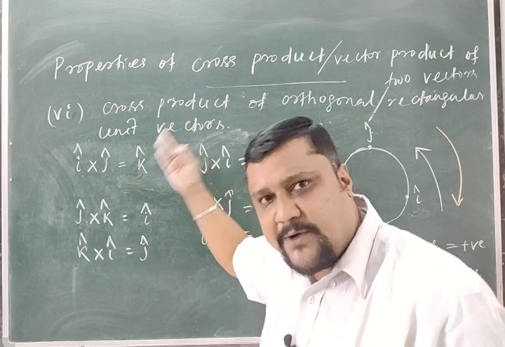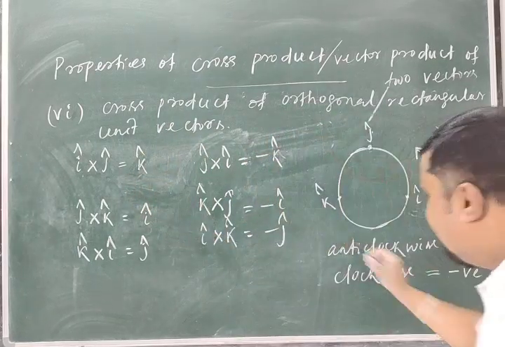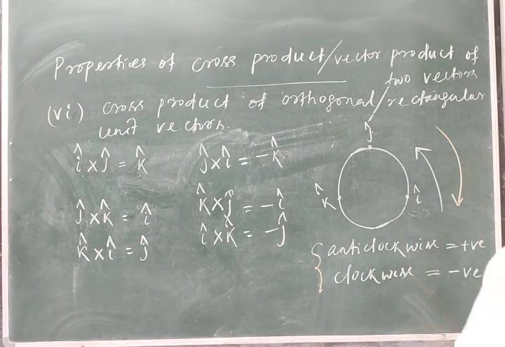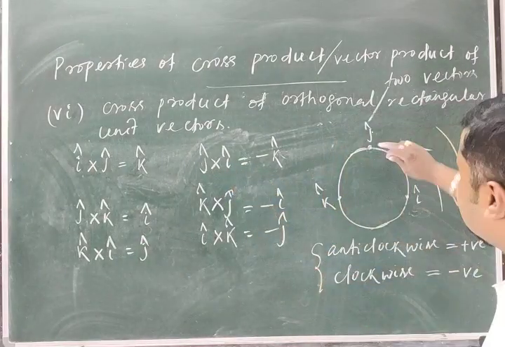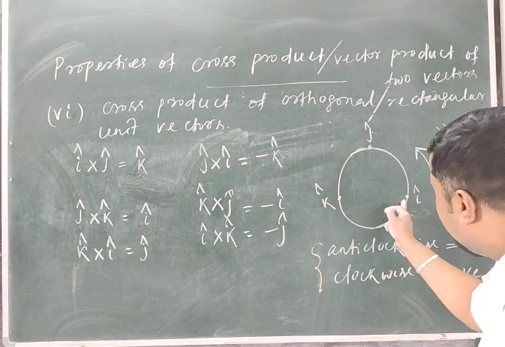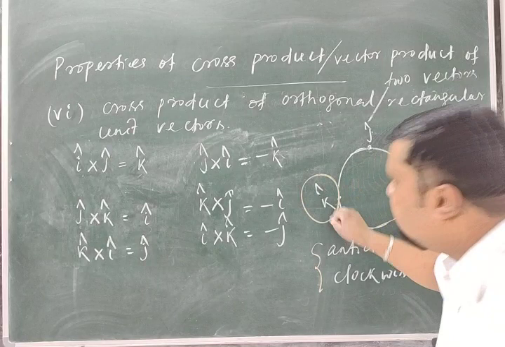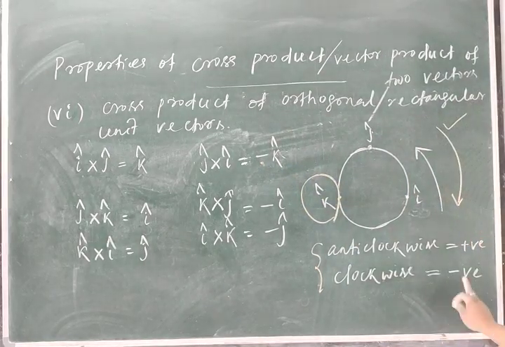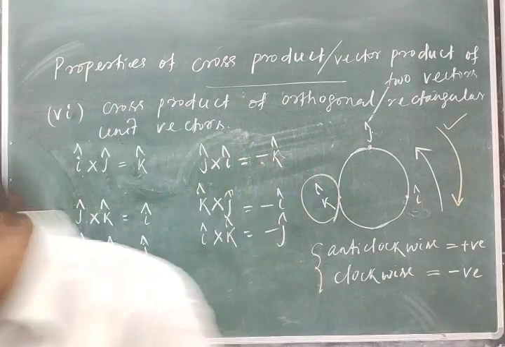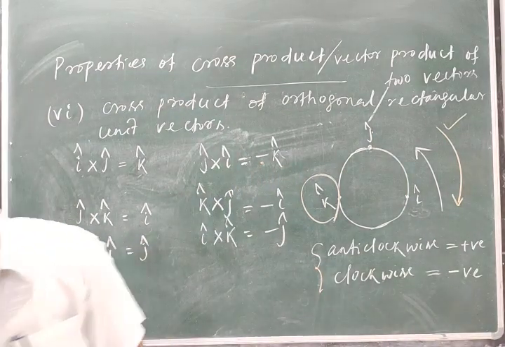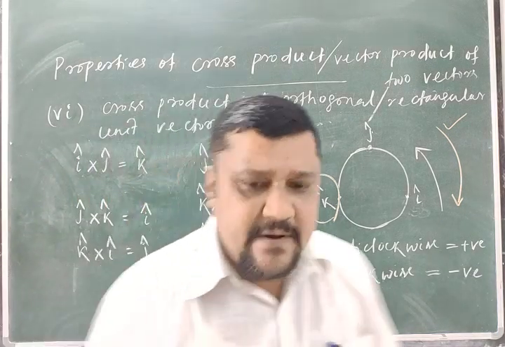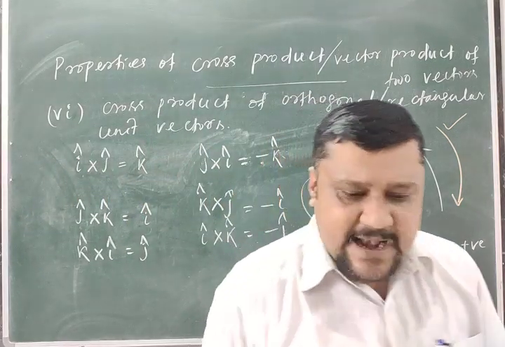The other unit vector comes with plus or minus, and that is what this rule gives you. Anti-clockwise positive, clockwise negative. J cross I means I am moving in what direction? Clockwise. So J cross I gives K cap with negative, because clockwise gives me negative. That is the rule. Is that clear? Now, after this, we will go for the cross product of two vectors in terms of rectangular components. Okay, let me erase this one.